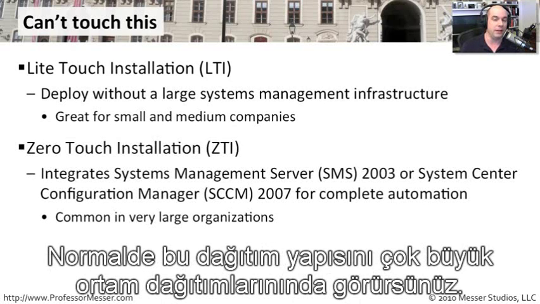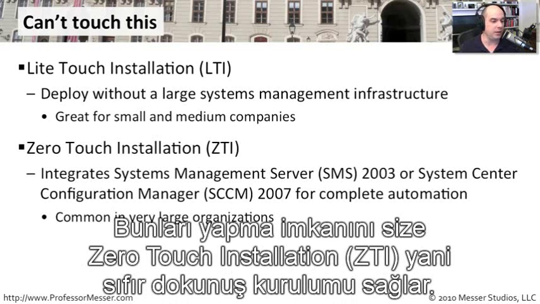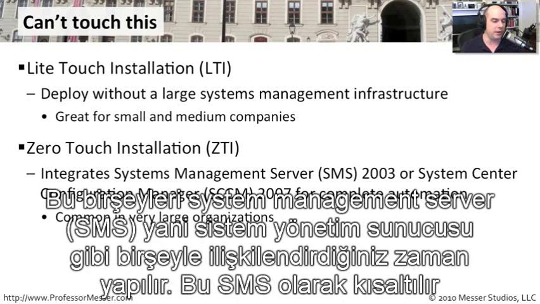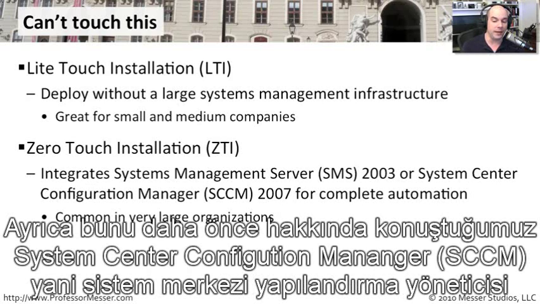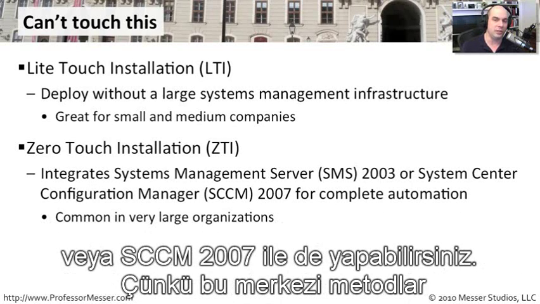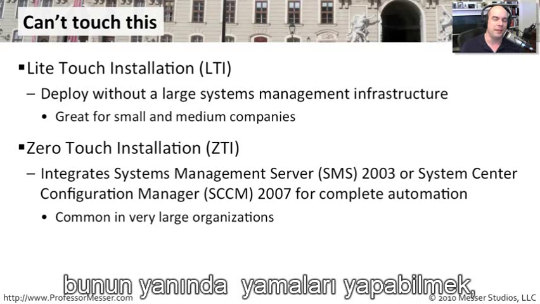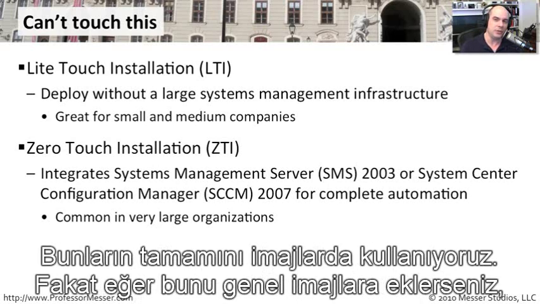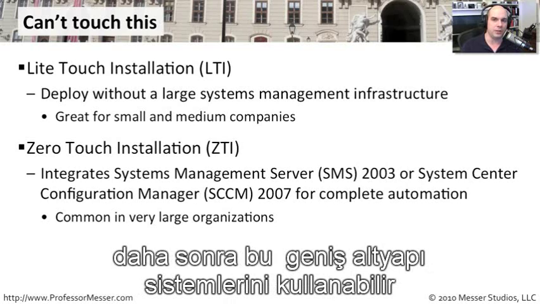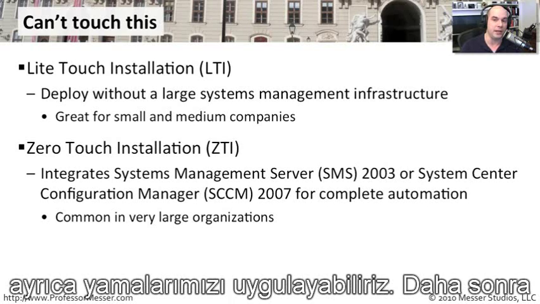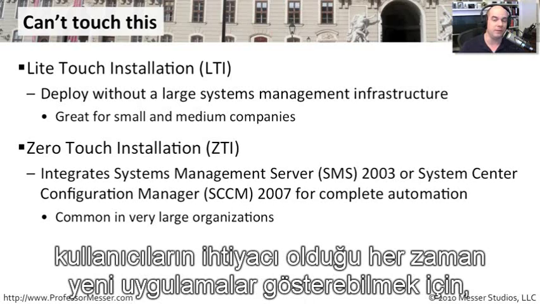Normally, you'll see those deployed in very large environments, and that allows you to do something called zero-touch installation. That's when you're integrating with something like Systems Management Server, SMS, that version is 2003, or the thing we talked about earlier, the System Center Configuration Manager, or SCCM 2007, because those central methods are used to be able to do not just deployment of operating systems, but also push out patches, and also be able to update the software on somebody's workstation. So we're trying to do this all in an image, but what if you could just push out a generic image and then use one of these large infrastructure systems to be able to also push out patches later on, to be able to push out new applications whenever the user needs them.